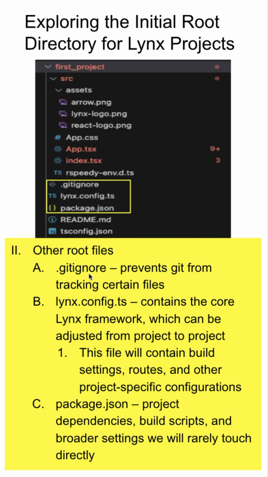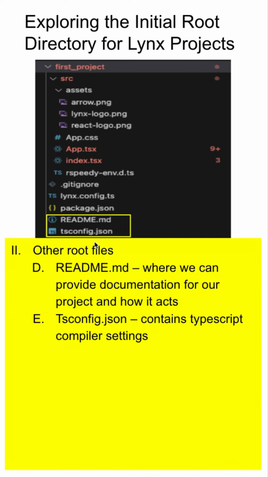But these include the .gitignore, which will prevent Git from tracking certain files. It'll have our configuration for Lynx in case we want to adjust how it's actually run, and our package.json, which will have the dependencies and installs required for actually using our project or app.